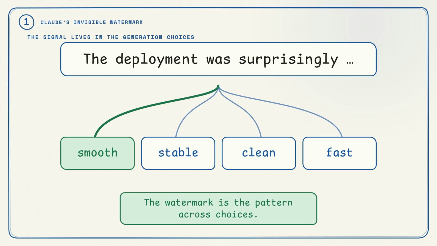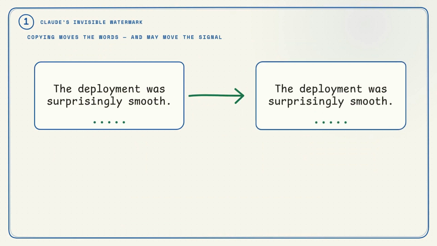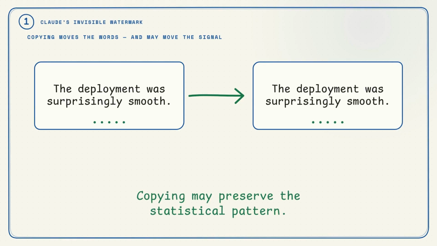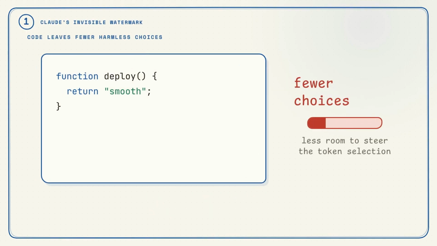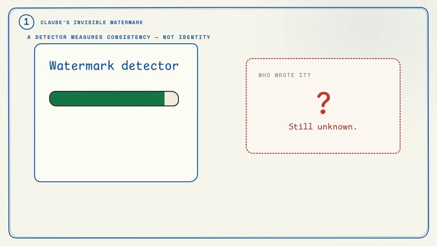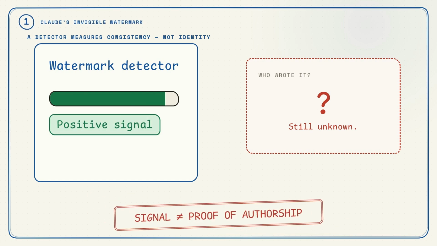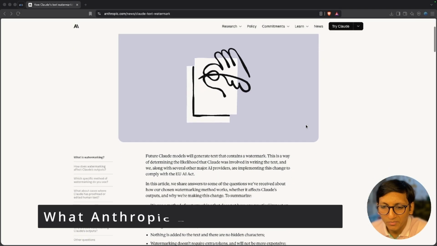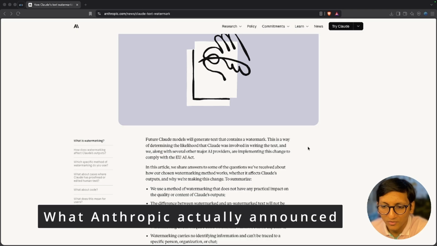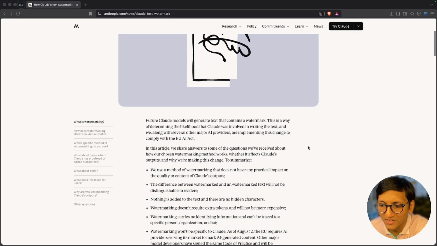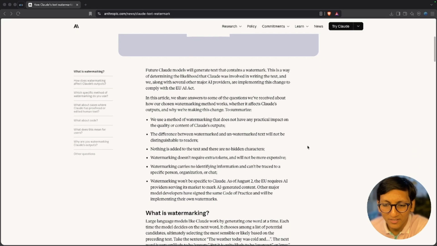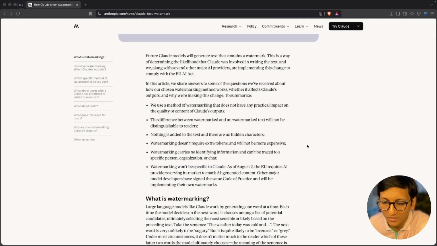Once you understand those choices, you will also understand why copying the text may preserve the signal, why code is harder to watermark, and why a positive detector result still cannot prove who wrote something. This is Anthropic's own explanation. The future Claude models will be generating the text that contains the watermark. Nothing is going to be added to the text. There are no hidden characters, and it doesn't require any extra tokens.